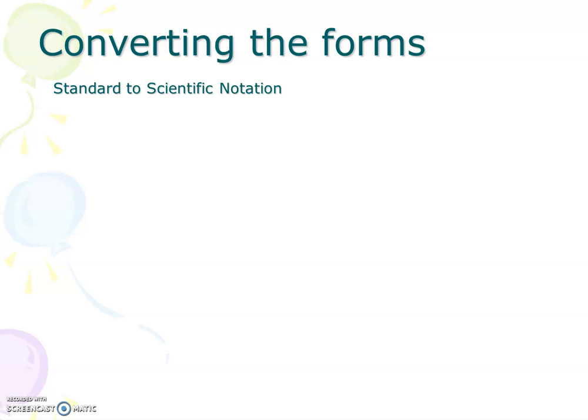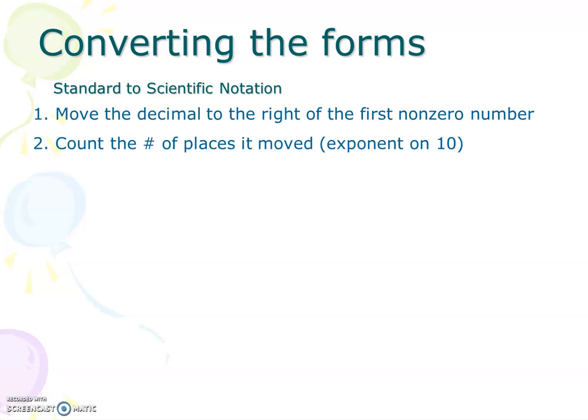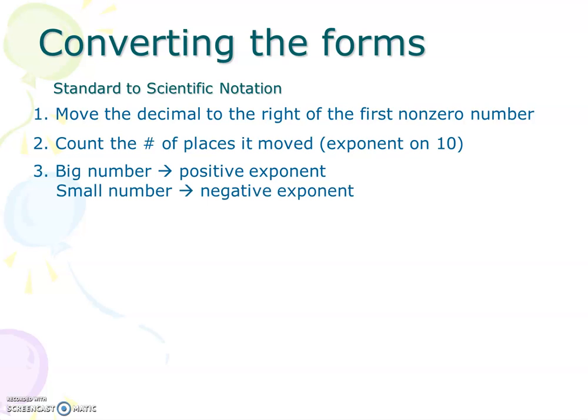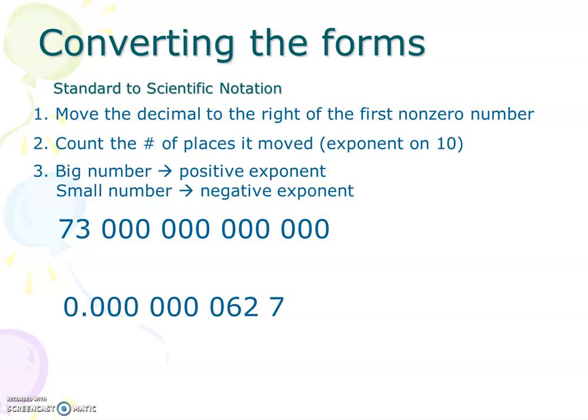Converting forms. When you go from standard to scientific, basically you got to slide the decimal to be after the first non-zero number, and then you count the number of places that it moves. That's going to be the exponent on the 10. If it's a big number, the exponent's going to have to be positive. If it's a small number, the exponent will be negative. So here's a big number. Here's a small number. Let's take a look.